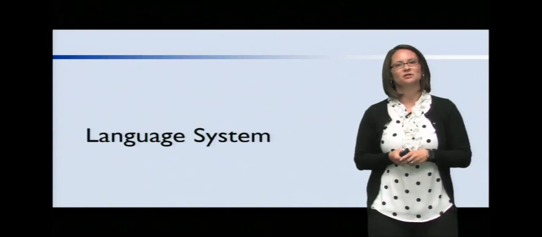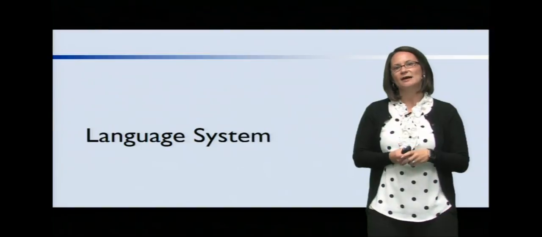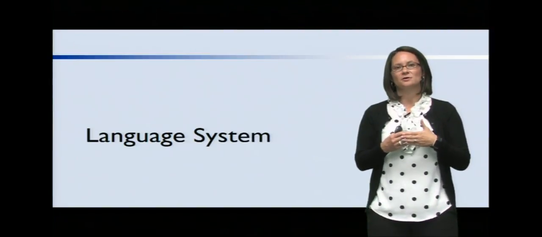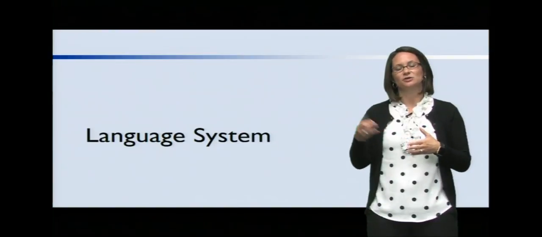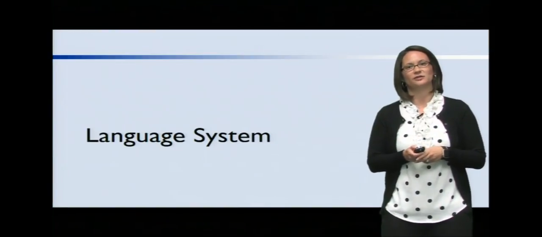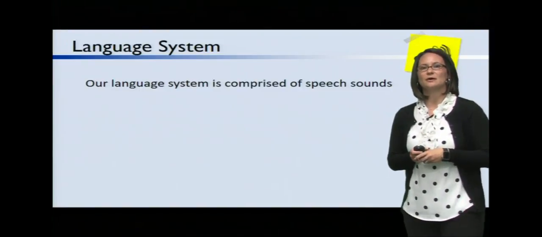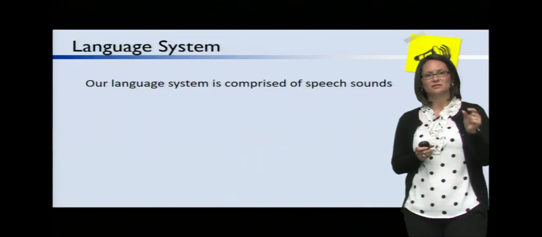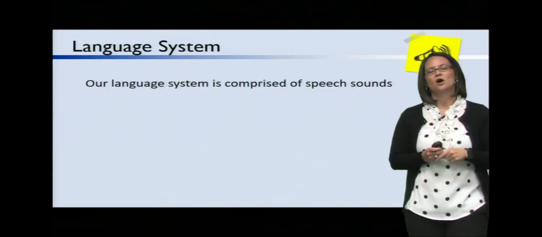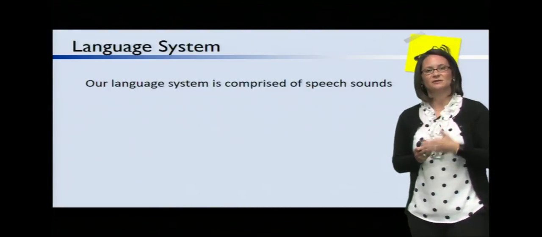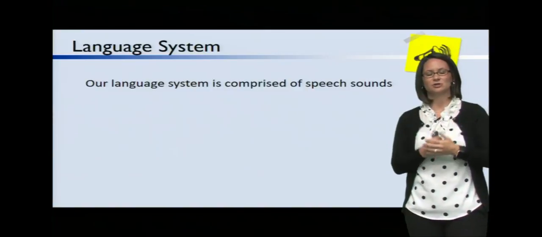Let's first take a look at our language system. We have to have a solid understanding of how our language works in order to better help students with their spelling and use that valuable tool of a sound wall that I'll introduce you to in a little bit. It's important to understand that our language system is comprised of individual speech sounds. We call an individual speech sound a phoneme. So if you hear me say phoneme or sound, we're using the same term.